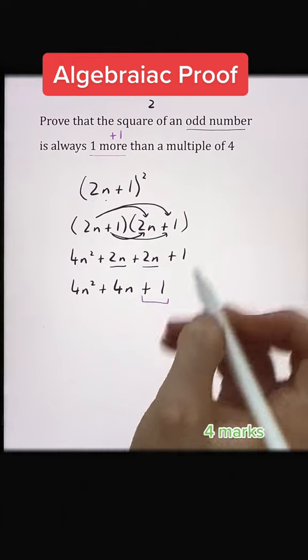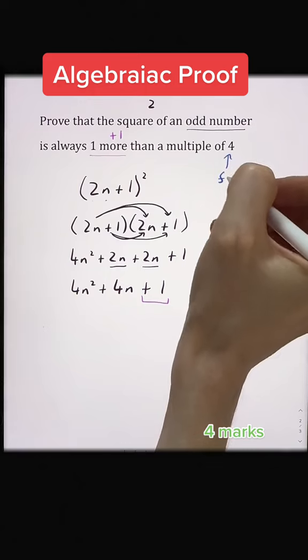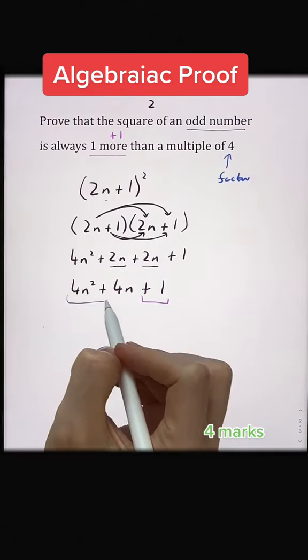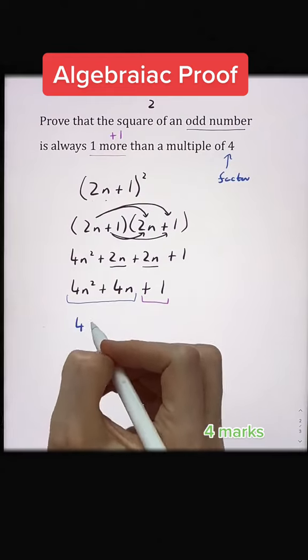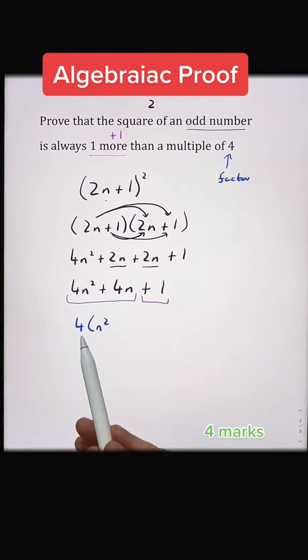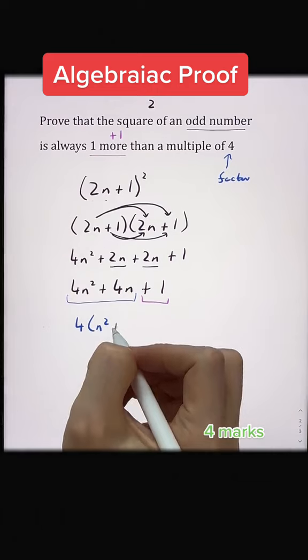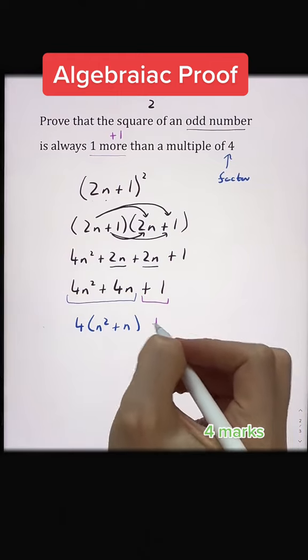And as it's a multiple of 4, multiple of 4 means that 4 should be a factor. Looking at my first 2 terms, I can see that I can factorise 4 from my first 2 terms. Factorising out the number 4, what do I times 4 to get back to 4n squared? Well, I'm missing n squared. And what do I times 4 to get back to 4n? I'm missing simply plus n. And I've still got the plus 1 here on the outside.